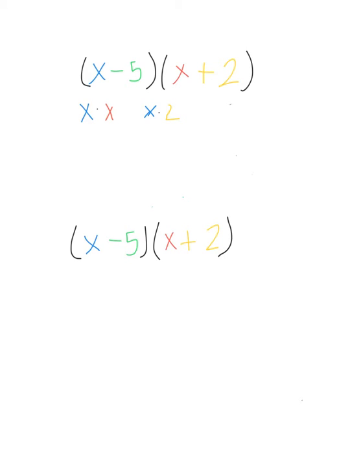And then we're going to multiply the terms on the inside. Negative 5 times x. And then we're going to multiply the second term in each set of parentheses. Negative 5 times 2.